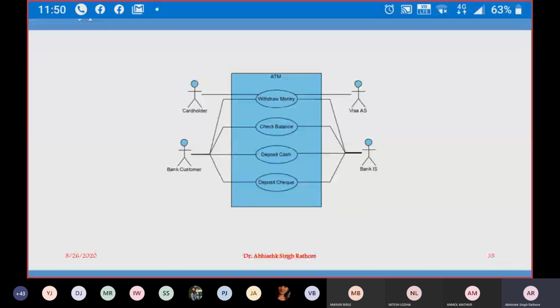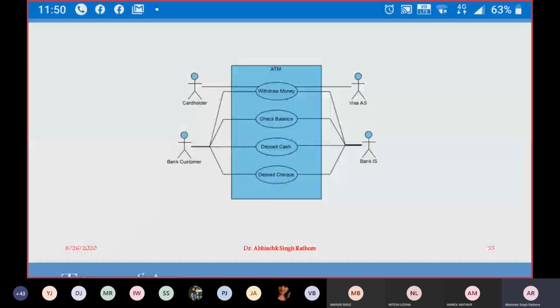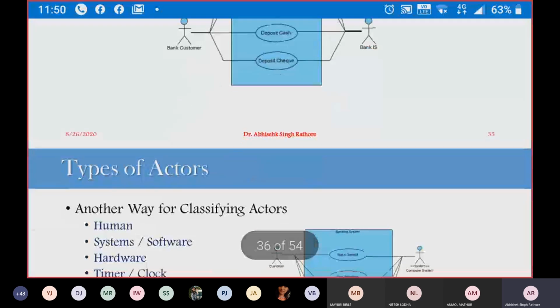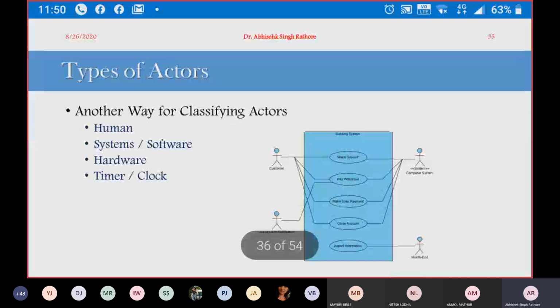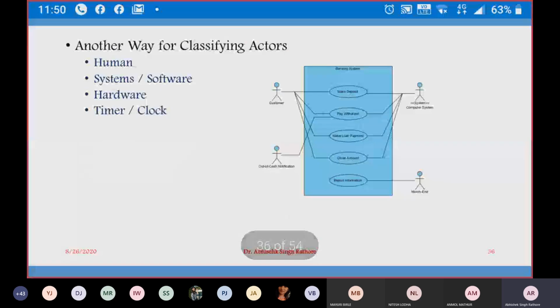Like Visa is providing the services, a PayPal account is providing the services. So these are supporting actors for our system. Then again, there are different types of systems as actors. Another way to classify actors is as a human, a system, software, hardware, a timer, or a clock. We are not limited to these types of users.